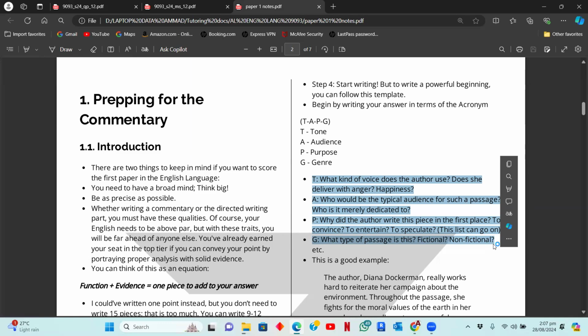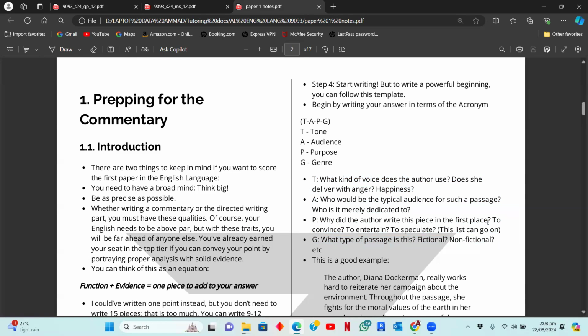or where the writer themselves is enjoying the process of explanation, right? For the audience, who would be the typical audience of such a passage? Is it dedicated to someone special? Is it written for a set audience? Is it for a wider audience? You need to think on these lines. Then, why did the author write this piece in the first place? To convince, to entertain, to speculate? You need to think on these lines.